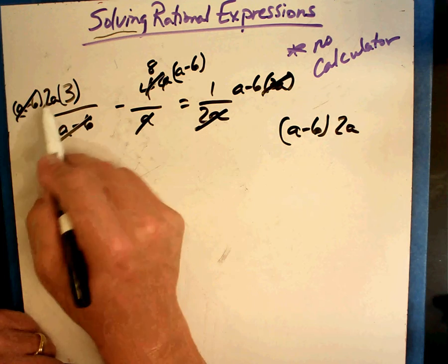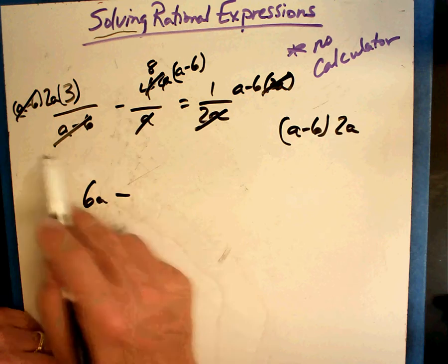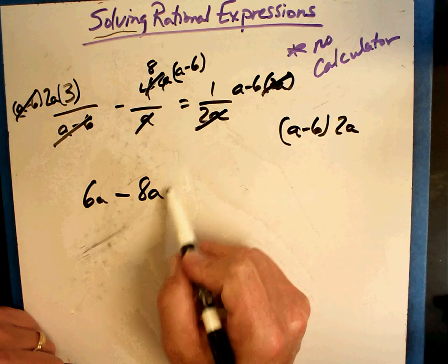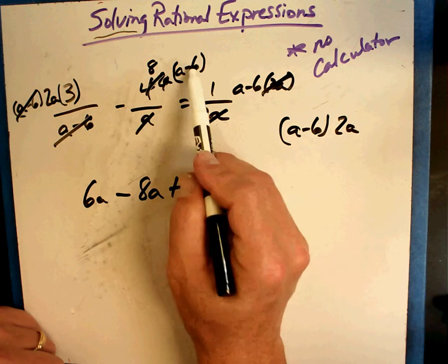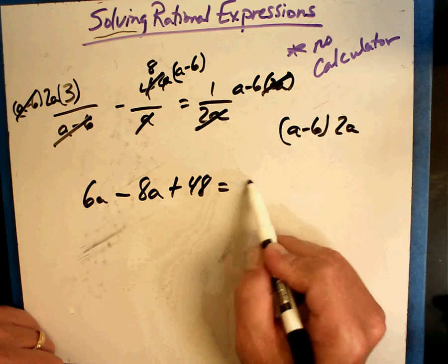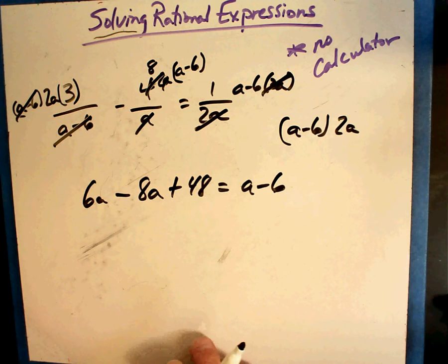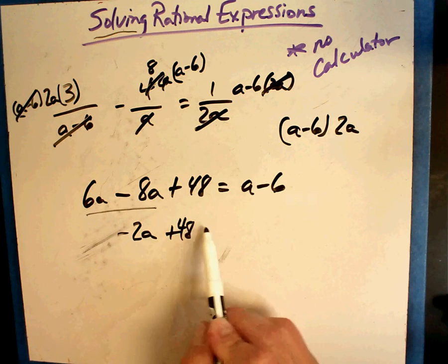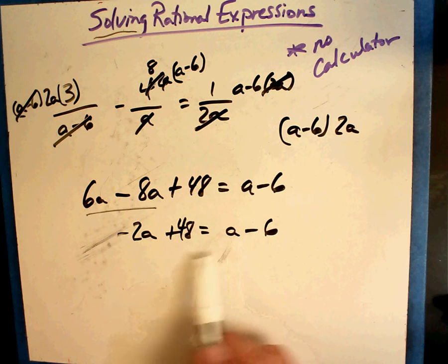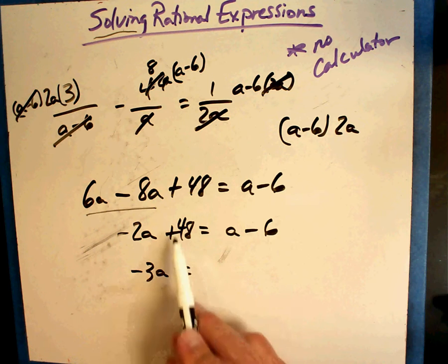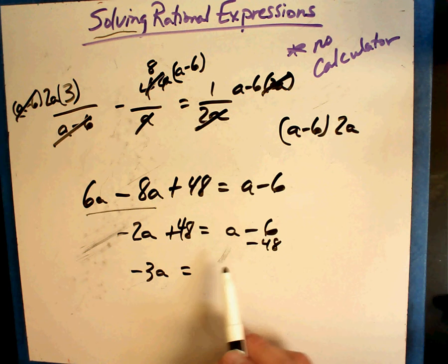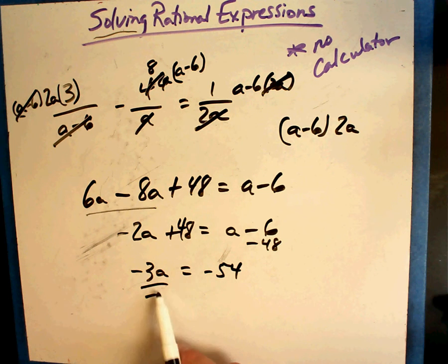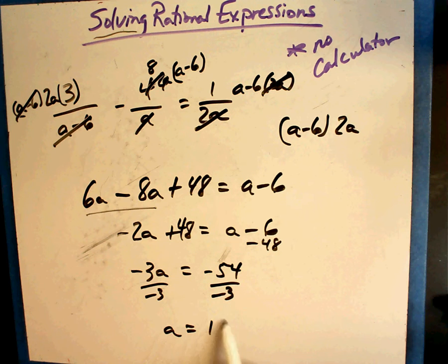So what's left? You have 6a minus, there's nothing on the bottom, they're all marked out. Multiplying through, that's minus 8a plus minus 8, and minus 6 is plus 48 equals a minus 6. So I want the a's together, so putting these together is minus 2a plus 48 equals a minus 6. Move that a over, that's minus 3a equals minus 54. Divide by negative 3, and so a equals 18.